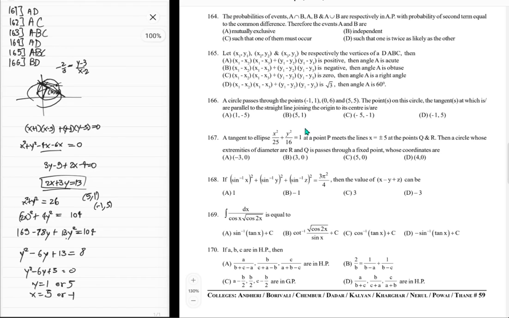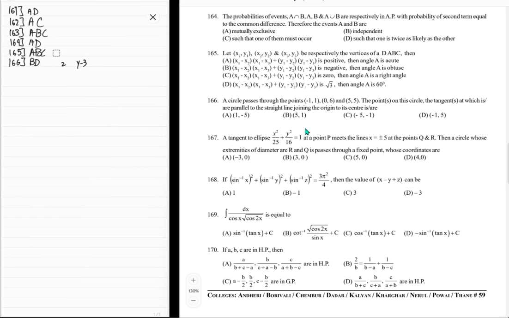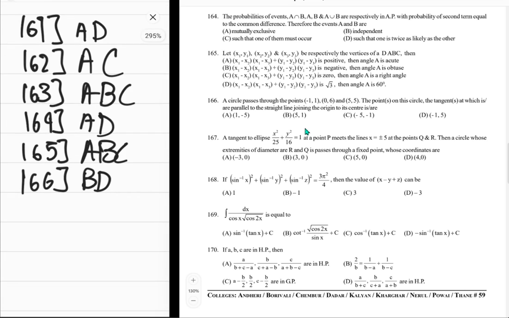167. Okay, a tangent to this ellipse at point P meets the lines x equal to plus minus 5 at the points Q and R. Then a circle whose extremities of diameter are R and Q passes through a fixed point whose coordinates are.